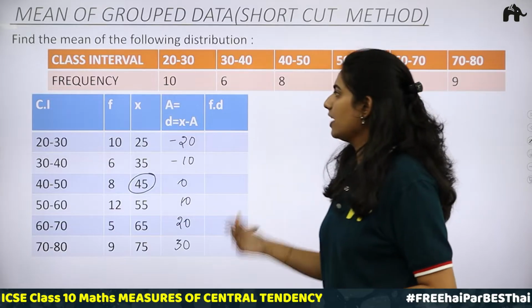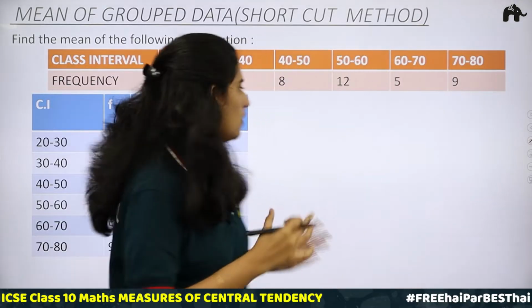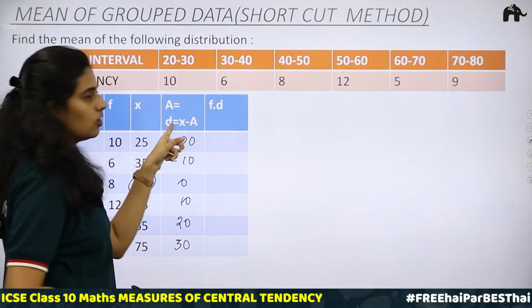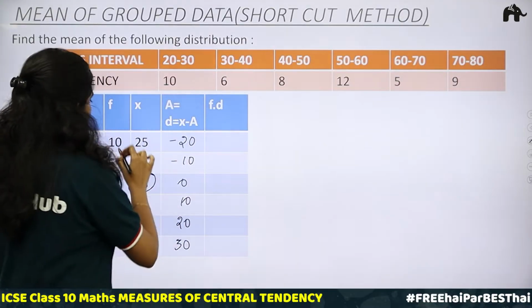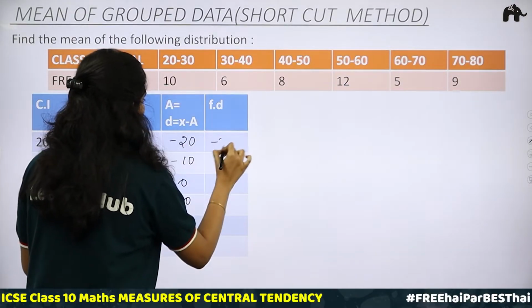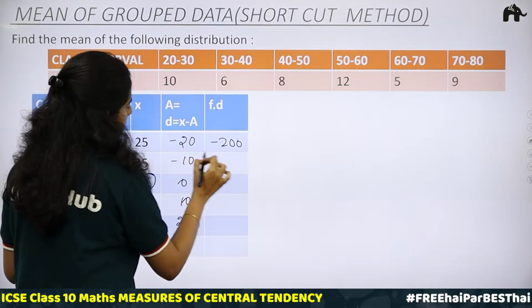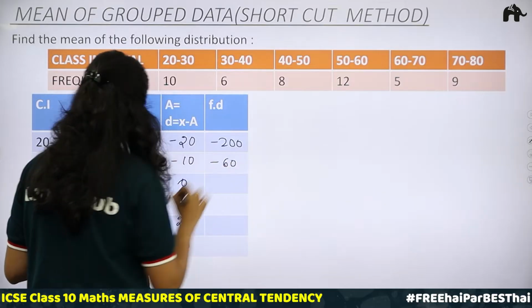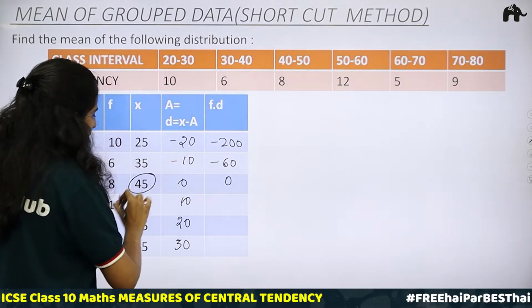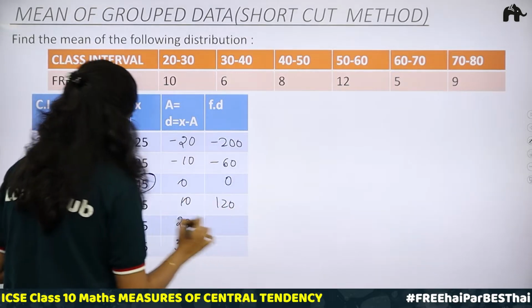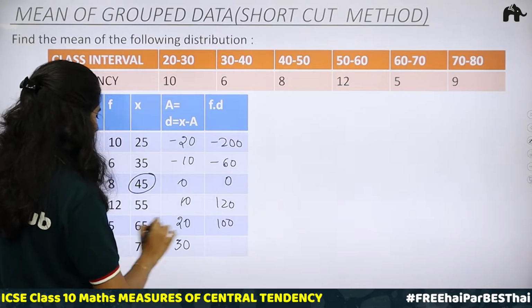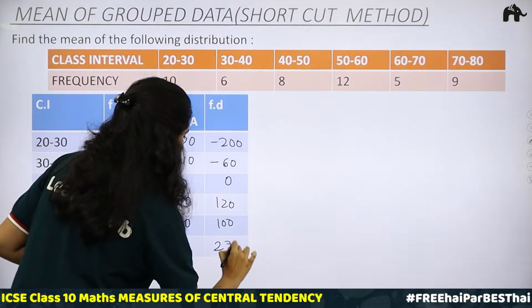What is the next step? We have to find f into d. How to find f into d? Just multiply the frequencies with the corresponding d values, the deviation. 10 into minus 20, that is equal to minus 200. 6 into minus 10, minus 60. 8 into 0, 0. 12 into 10, 120. 5 into 20, 100. 9 into 30, 270.